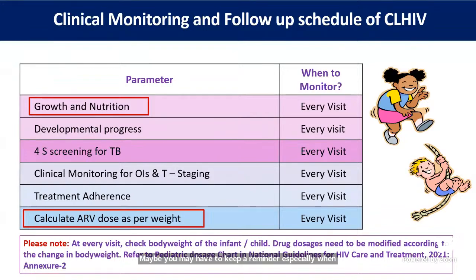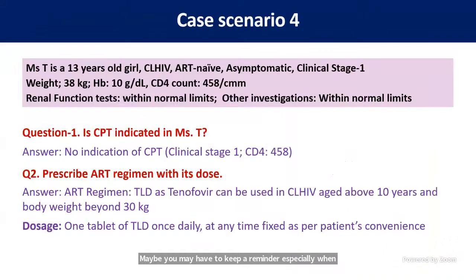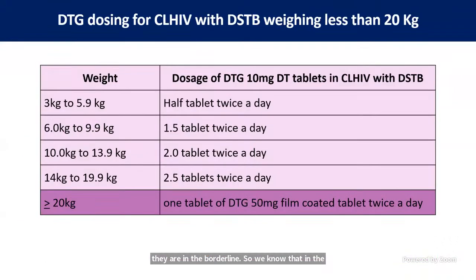You may have to keep a reminder, especially when they are in the borderline. I have already mentioned these dosages. When the child is around 5 kgs, that is a borderline, and this child may cross the weight band in a month or two. Similarly, a child who is around 9 kgs is going to cross the weight band sooner. Any child around 13.5 kgs, you have to be careful, and at 19.5 kg, you have to be careful.